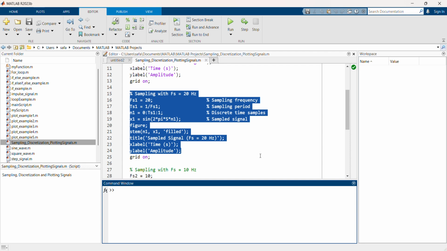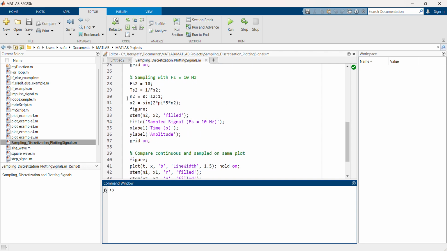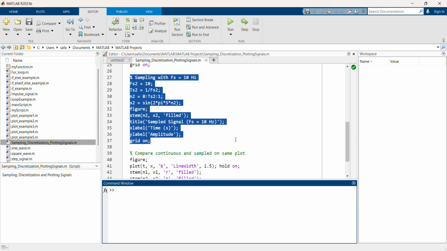Now let's sample it at 20 Hz. After we run this code, we can see the discrete points representing the signal. We repeat the same process with a lower sampling rate of 10 Hz. Notice that fewer points are captured, so the signal representation is less accurate.